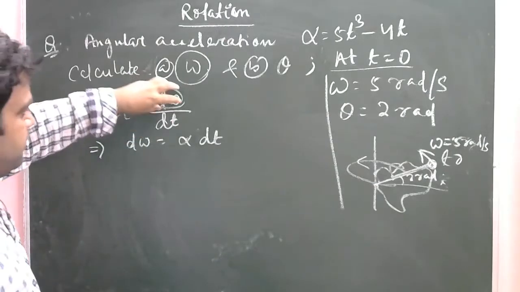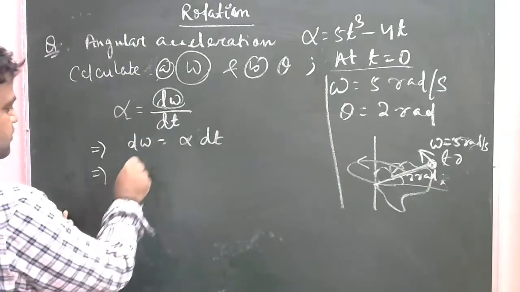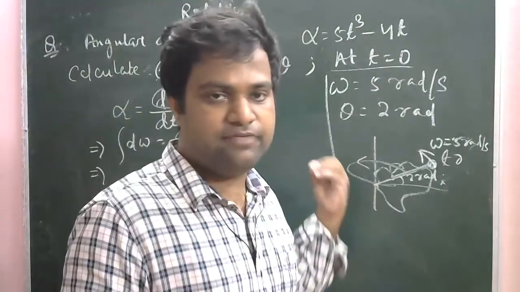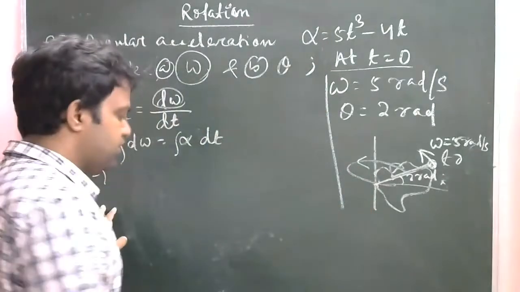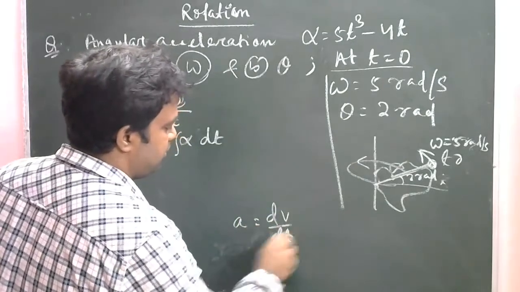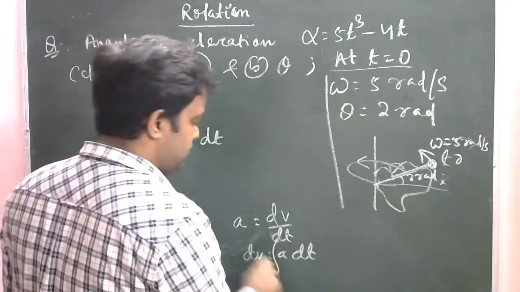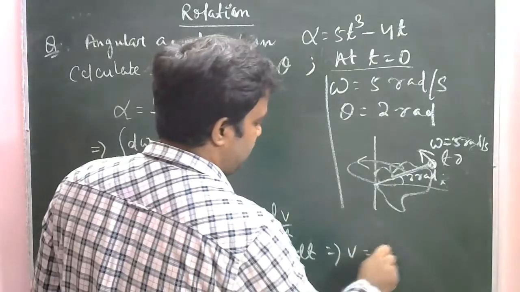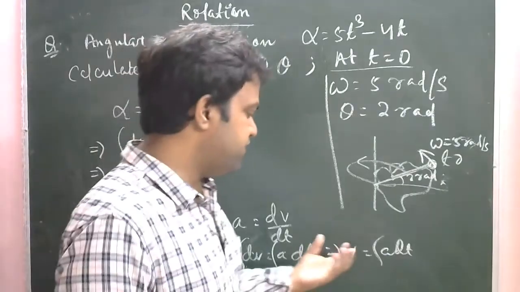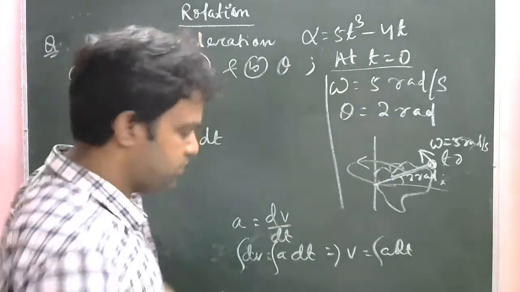Listen, so d omega is alpha dt. How will you calculate omega? By integrating both sides. Like in our linear case, we discussed a is equal to dv by dt, or dv is equal to a dt, and v is the integration of a dt. These are indefinite integrals, plus c will come, and we will calculate c from the given condition. Let's see how we proceed.